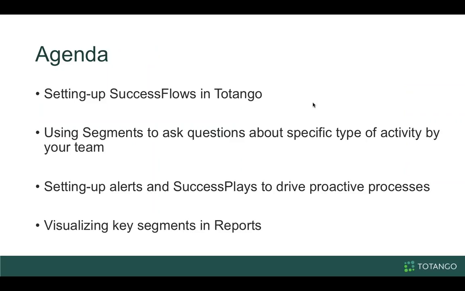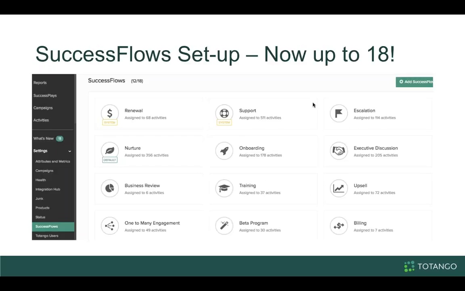So for today's agenda, we'll be talking about how to set up success flows into Tango. We'll also be using segments to ask questions about specific types of activity by your team. We can also set up alerts in SuccessPlays to drive proactive processes. And we can start visualizing key segments in reports using the success flow information.